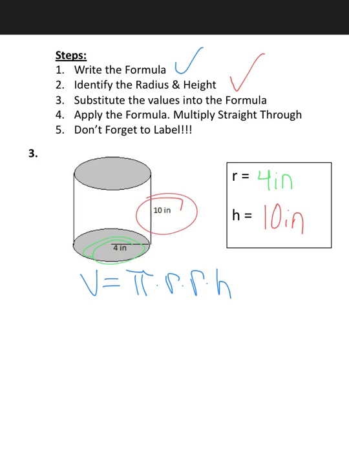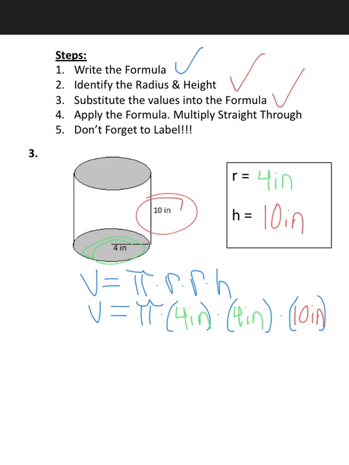Step 3, we need to substitute the values into the formula. Okay, so we said the radius is 4 inches, so I put 4 inches again, and our height is 10 inches. So step 3, substitute, that's done. Now apply the formula, and so we're just going to multiply straight through. So we have volume equals pi. 4 times 4 is going to give us 16 inches squared, and then times 10 is going to give you 160 inches cubed, because we multiplied inches 3 times.